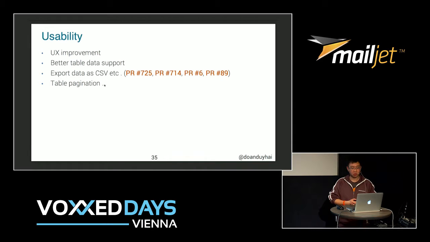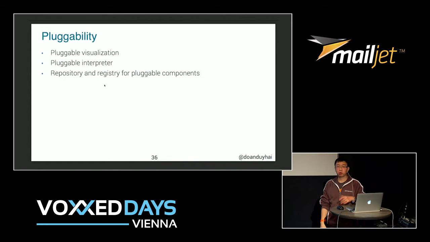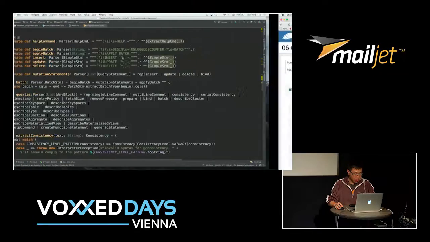Usability. Right now, I can have a table with many graph options, well, few graph options. I want to be able to export the content of a table as a CSV or as a PDF. So there are ongoing pull requests, table pagination, pluggable. I want to be able to provide my own graph system.